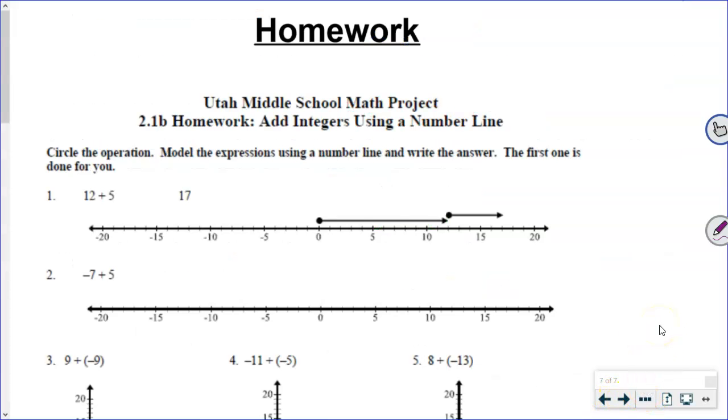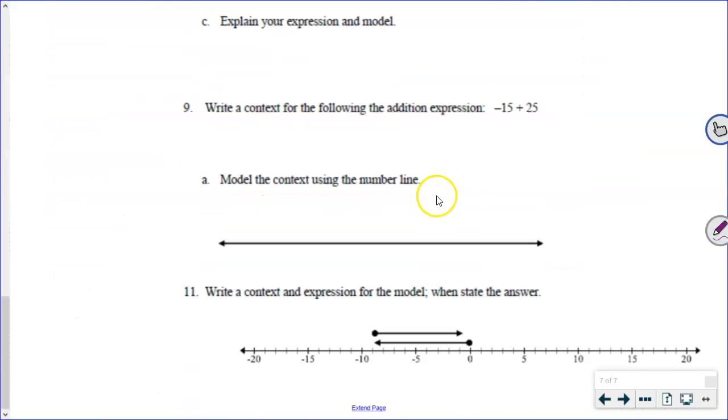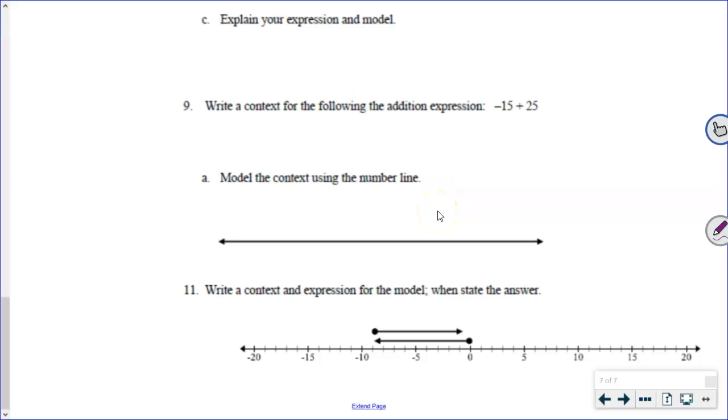But now it's time for homework. Your homework is the 2.1b homework section. The first one is already done for you, so don't freak out figuring out what do I need to do. It's already done for you. It's just showing you again what we've been doing. So yes, it is all the problems in that homework section. Any questions? All right, go ahead and get cleaned up.